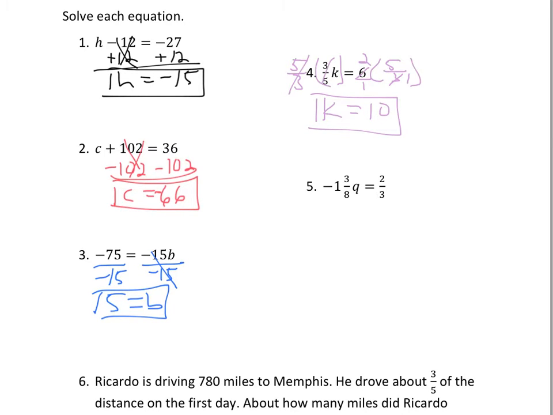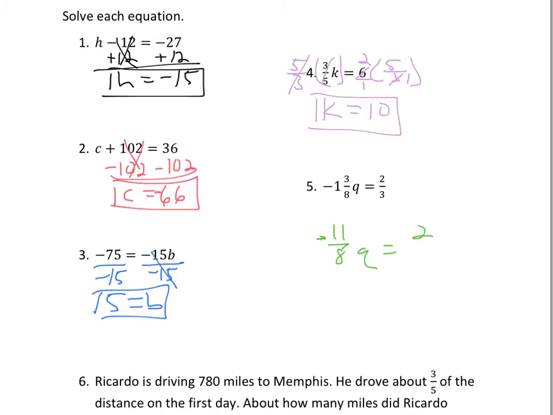negative 1 and 3/8 q equals 2/3. For this one, I would actually take a second step here and convert this into an improper fraction. It makes it a lot easier for you. So if we convert this to an improper fraction, we're going to have negative 8 plus 3 is 11 eighths, right? Negative 1 3/8 is negative 11 eighths.